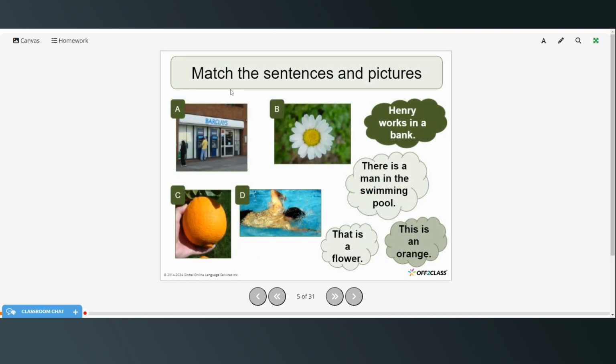So now we want to match the sentences with the pictures. So Henry works in a bank. So that would be picture A, because this is a bank, one building. There is a man in the swimming pool. So that would be picture D, because it's one man. This is an orange. So orange here. And that is a flower.